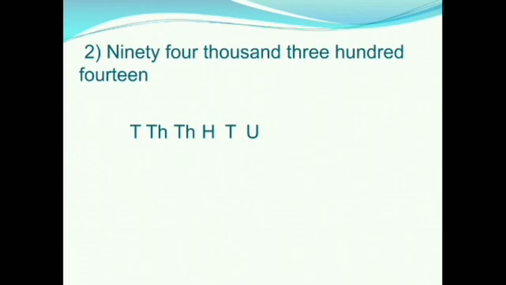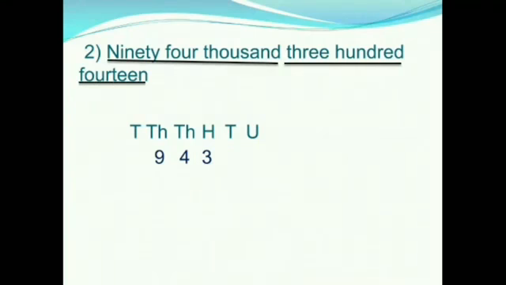First we will read the words. 94,314. Now we will go period wise. Here we have given 94,000. 94,000 will come in thousands period. 9 in 10,000's place. 4 in 1,000's place. Next we have 300. 300 will come in units period. 3 in 100's place. Next we have 14. 14 will come in units period. 1 in 10's place. 4 in units place.